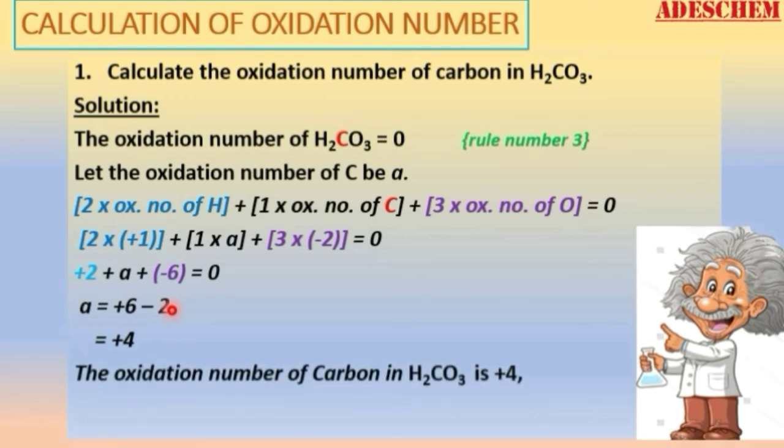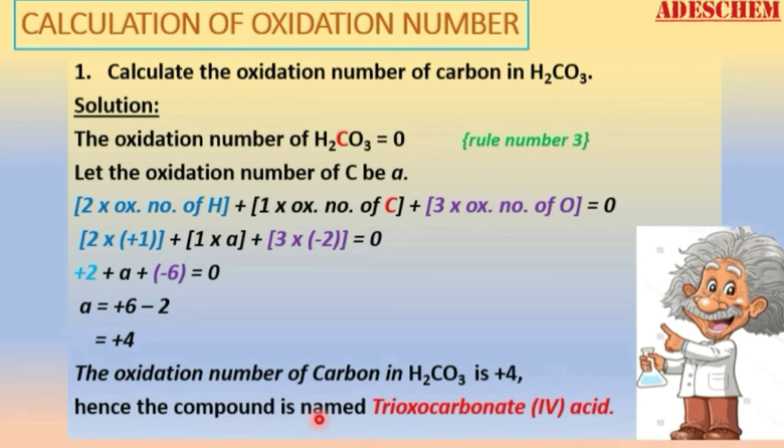Now, one of the uses of oxidation number is that it helps us to name a compound. So we are going to use the answer we got to name this compound. Hence the name of the compound is going to be trioxo, because you have 3 oxygen, carbonate. Now the oxidation number of carbon in this compound is 4. That's why we're going to have carbonate 4.